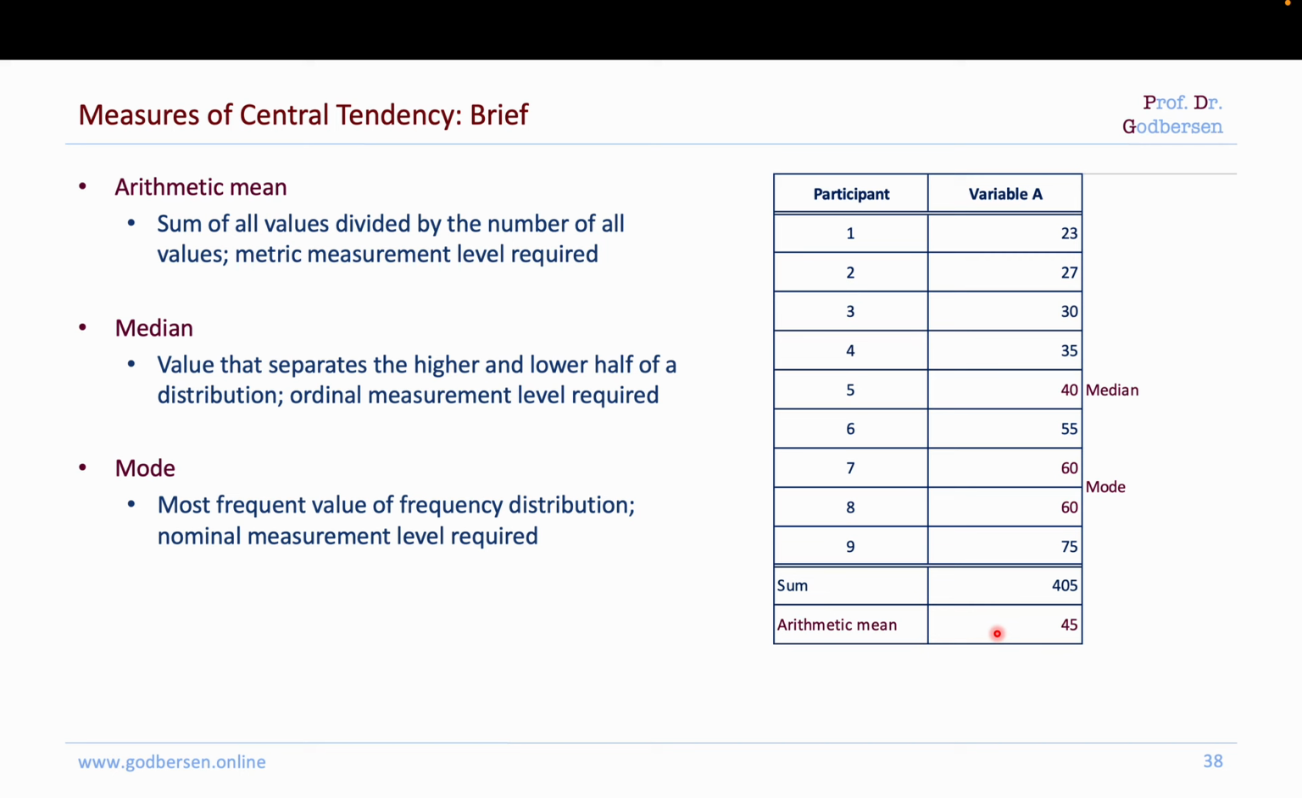The median, the value that separates the higher from the lower half, in our case is 40. We can now say roughly half of our participants were 40 years or younger, and roughly half of our participants were older than 40 years. That is what the median tells you.